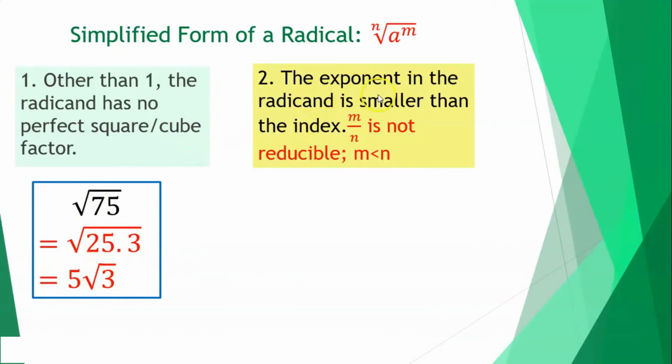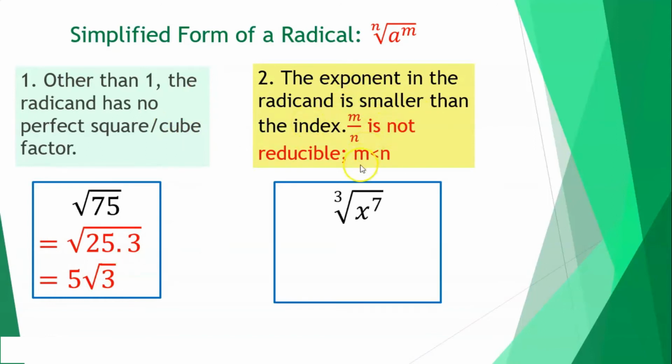Next, the exponent in the radicand should be smaller than the index. So, for example, cube root of x to the power of 7. This time 7 is still bigger than 3. So, with this, you can rewrite this as x to the power of 6 times x. So, 6 divided by 3, so the final answer here would be x squared times the cube root of x. Or 7 divided by 3, you will get 2 remainder 1.